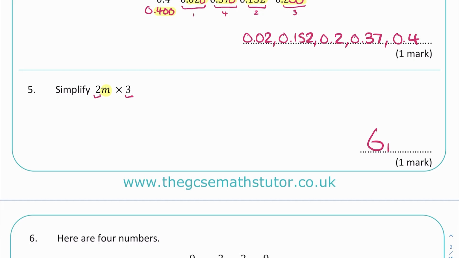So we just keep the m on its own, and that'd be our answer. Remembering if there was another m here, then that would turn into an m squared. Or if there was another letter here like an n, then that would be 6mn. But we didn't have any other letters with that one, so just 6m is our final answer.